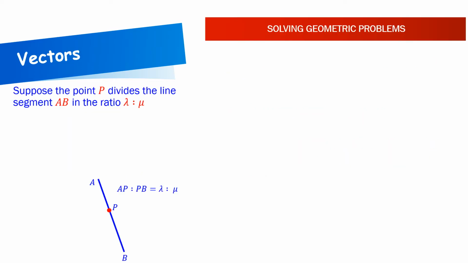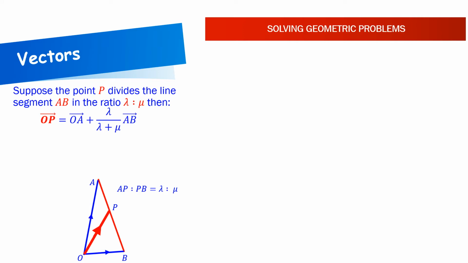Suppose the point P divides the line segment AB in the ratio lambda to mu, as shown in the diagram. So AP to PB equals lambda to mu, as shown. Suppose this is the origin here, and it joins A, and it also joins B and P.